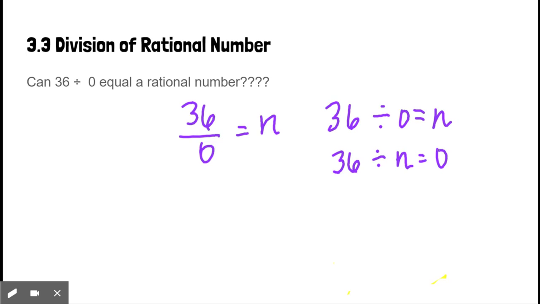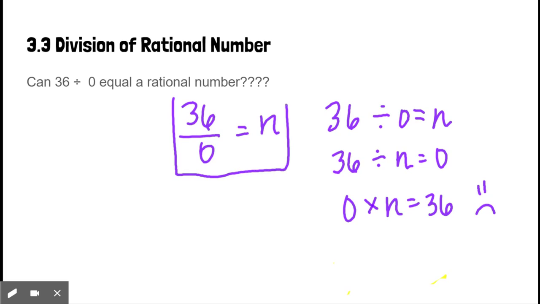So be thinking about that. Can I divide 36 by a number to get 0? And the same would also be true: 0 times n would equal 36. So let's stop there for a second. Can I multiply 0 by a number to get 36? And that answer is no. So this here, 36 divided by 0 equals n, does not yield a rational number.